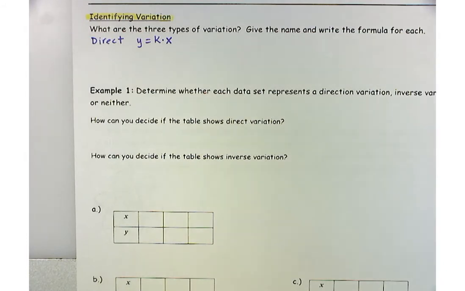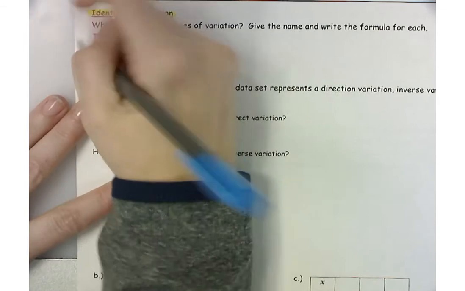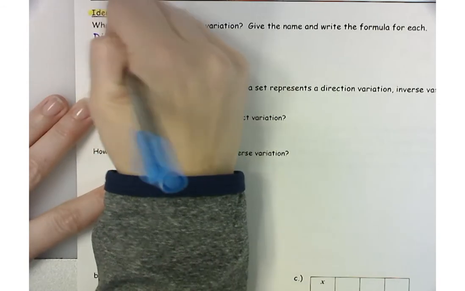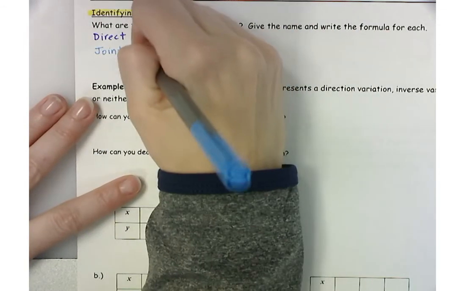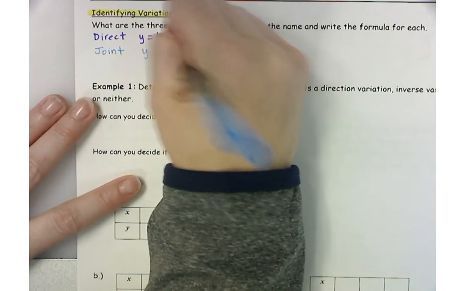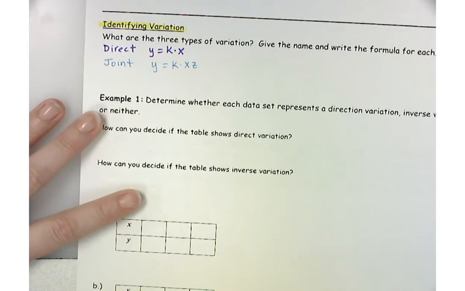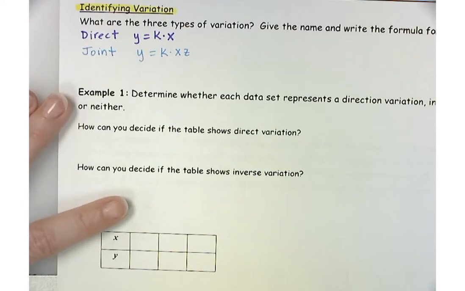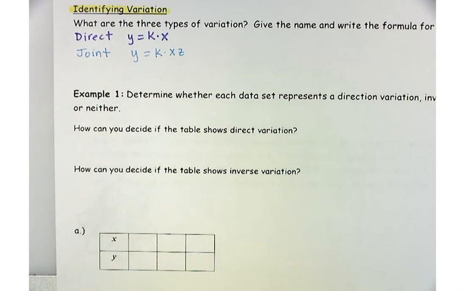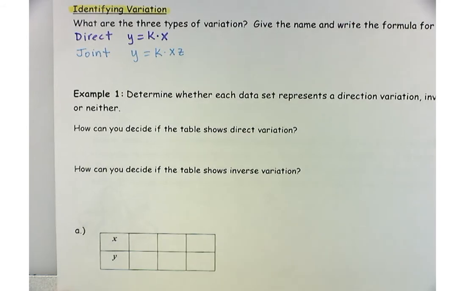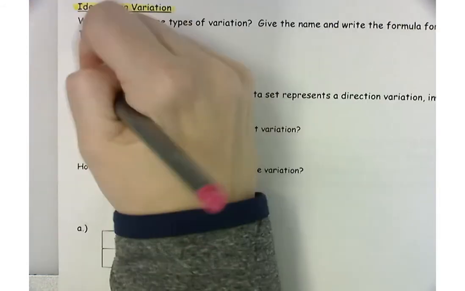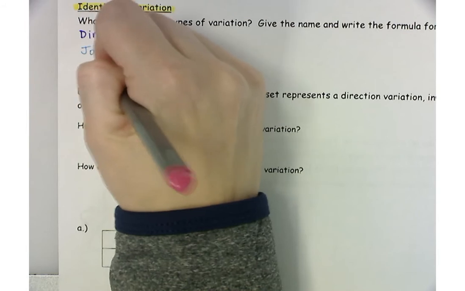Okay, so we also have joint variation. And then do you remember what that equation is? Y equals k times x times z. Good. Okay, and then Lauren, what's the last one? Inverse variation, y equals k over x. Good. Okay, and then we have inverse variation, which is y equals k over x.